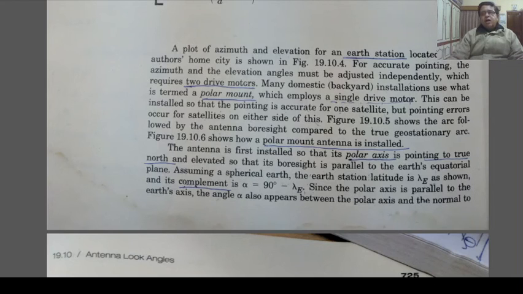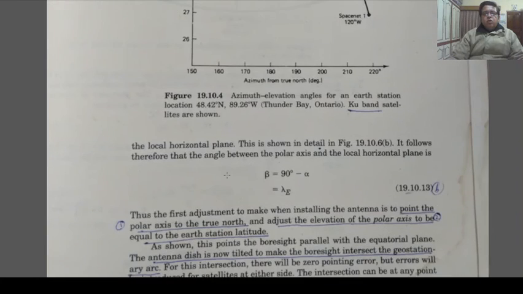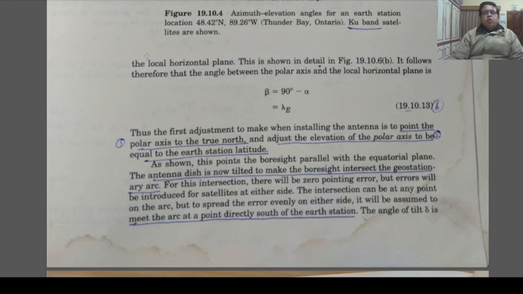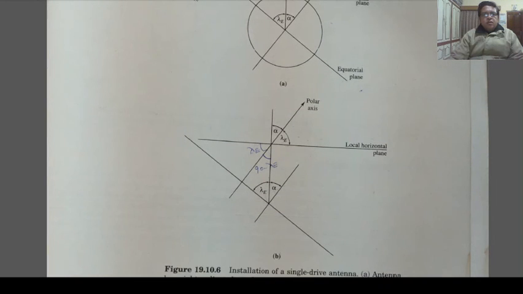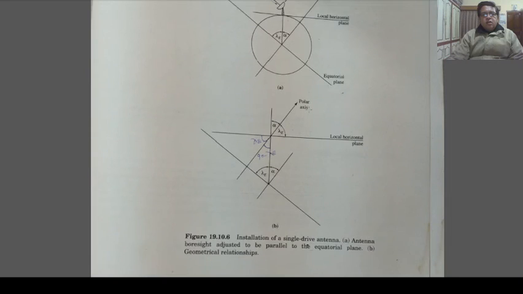Assuming a spherical Earth, the Earth station latitude is lambda E as shown, and its complement alpha equals 90 degree minus lambda E. Since the polar axis is parallel to the Earth's axis, the angle alpha also appears between the polar axis and the normal to the local horizontal plane. This is shown in detail in figure 6. These are the figures which are necessary to understand.